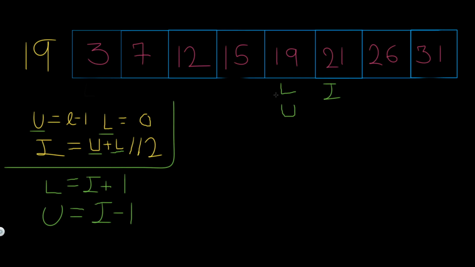So the value of U will be at 19, and L will also be at 19. So the value of I will also change, and I will also be 19. So let's erase that out. Now we will again check the element at the I position, and at the I position of the list it is 19, and we got our element, which is 19. So the implementation of binary search will look like this.